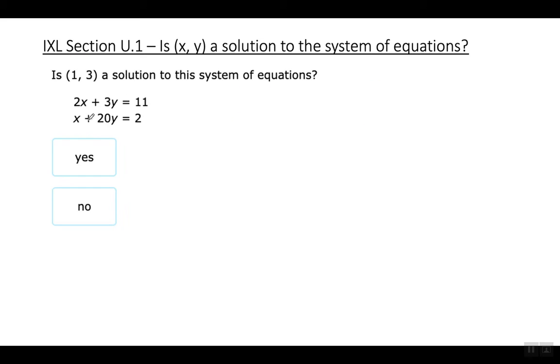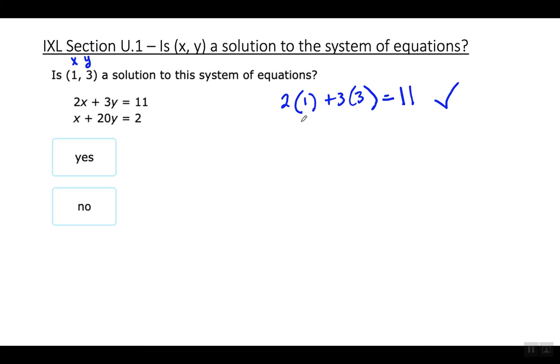All right, next example. They're all going to be the same thing, but there are a few of them where I've got to explain a couple of details. Again, I'm going to substitute for x and y the ordered pair that's here, in this case the numbers 1 and 3. On the top, I'm going to get 2 times 1 plus 3 times 3 equals 11. Is that true? 2 times 1 is 2, 3 times 3 is 9, 2 plus 9 equals 11. So yes, that is true.